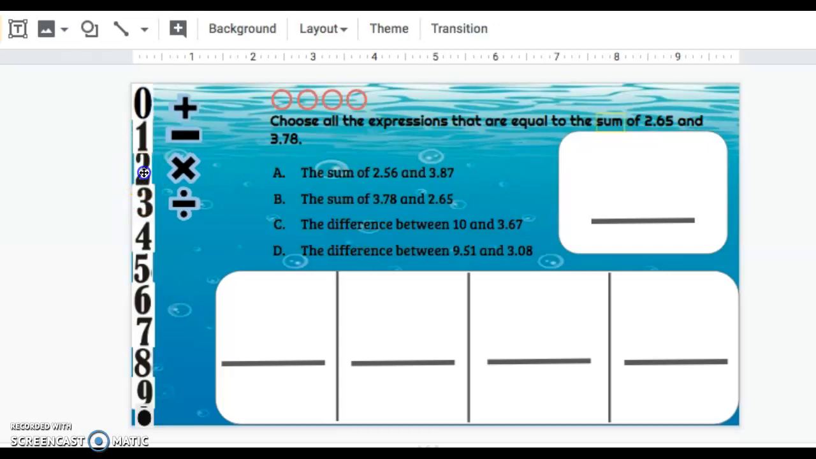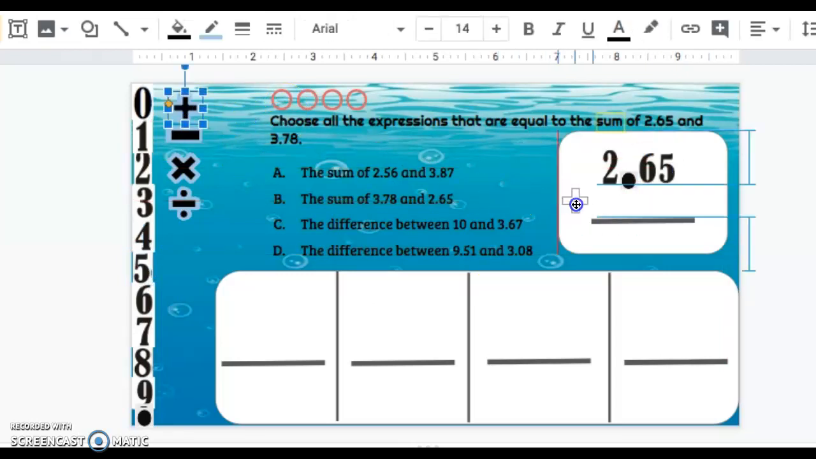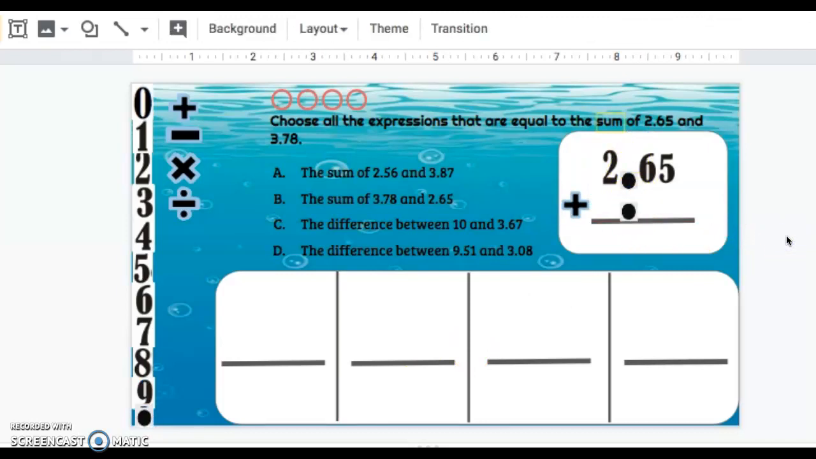So the first number we have is 2 and 65 hundredths. So I'm going to begin by putting my 2 and 65 hundredths down. And I'm just clicking and holding down and dragging them over to this box. Okay, and then we know sum means to add, so we're going to be adding those. And then before I start putting my 3 and 78 hundredths, I'm going to put my decimal point down. So I know I lined them up, because that's the first thing that we need to make sure we do when we add decimals, is line them up. And then I'm going to begin putting the numbers in the correct place value.